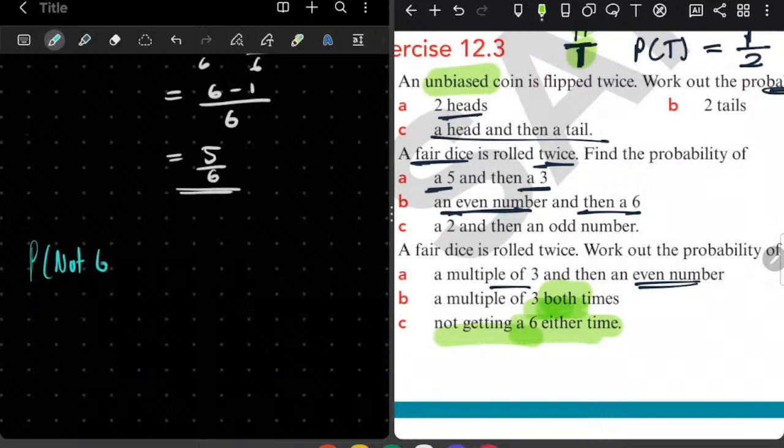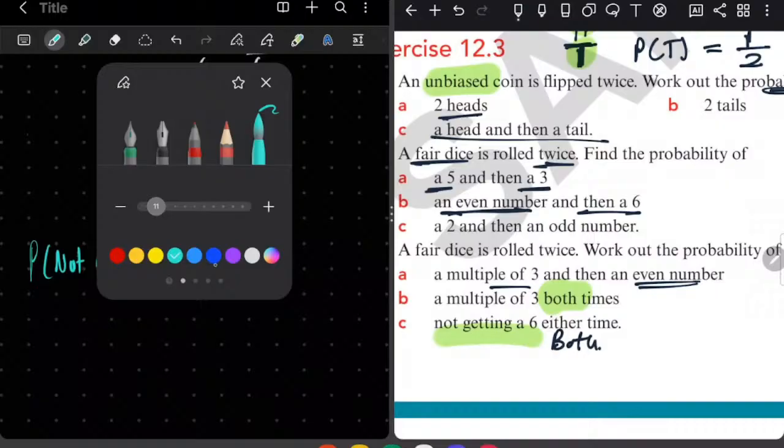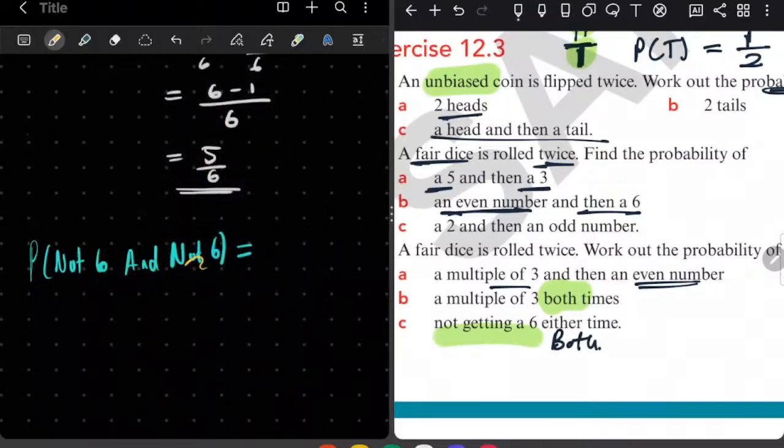So now you're going to say probability of not 6. They said not 6 either time, so it's probability of not 6 and not 6 again. Either time means both times. Either time is like to say both. Because either is the same as both, it's and. So this becomes probability of not 6 times probability of not 6.